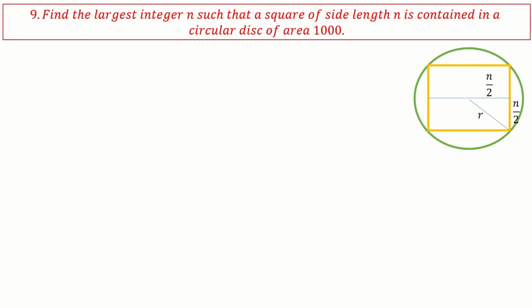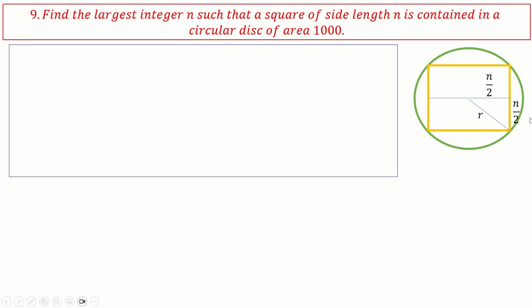Now the question is, what is the maximum size of n such that pi r square is less than or equal to 1000? That's the question, basically. Now, what is the relation between r and n? Okay, this is r. This is n by 2. This is n by 2. So I form a right angle triangle here. So I can get the r in terms of n by 2. Correct? So that's my relation.